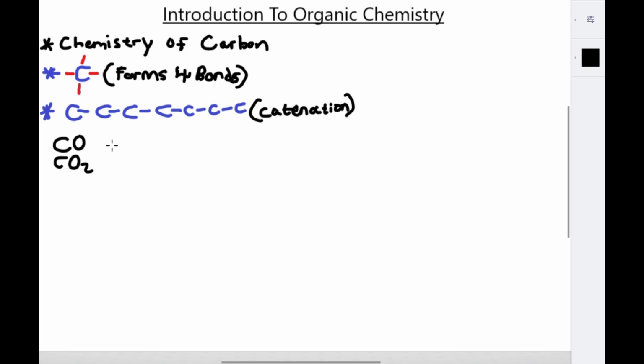The other trick that I can give you: in carbon monoxide and carbon dioxide, there is no presence of a hydrogen atom. For a compound to be organic, we must have the presence of both hydrogen and carbon atoms. Here in carbon monoxide and carbon dioxide, we don't have hydrogen, only the carbon atom. So they are not organic compounds.